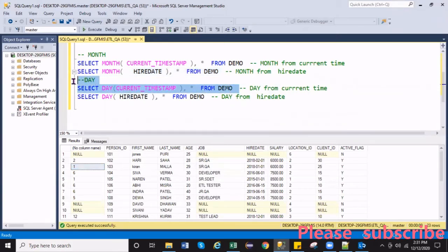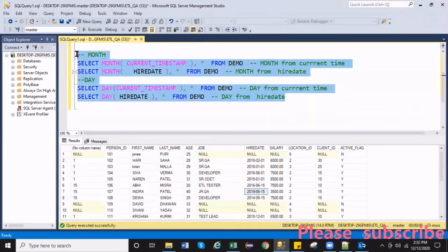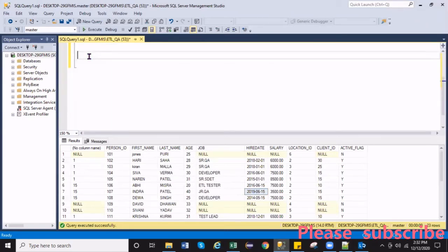To get the day, we can use the day function. Today is the 12th of December, so just keep 12. Get the day of the hire date for each employee. Sometimes it will ask what the day is: Monday, Tuesday, Wednesday. We'll be learning that as well. So 15th of this month, right? I hope you guys understand how to get the month, year, and day from specific date columns, right?